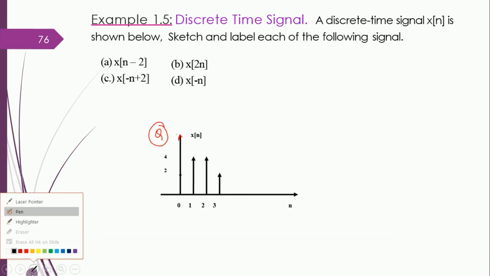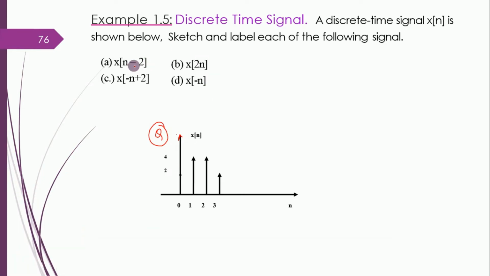The next problem: the discrete-time signal x of n shown below. Sketch and label each of the following signals. So x of n minus 2, it's a shifting problem. x of 2n, it's a scaling problem. And this is reflection.